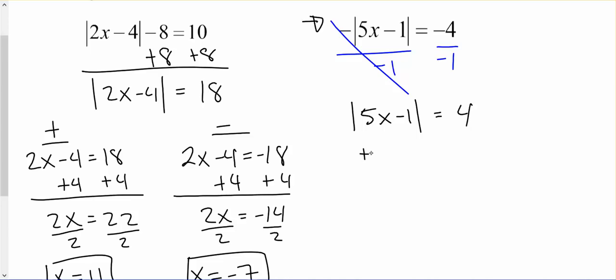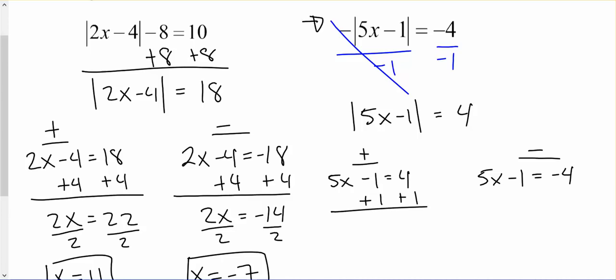Now when we do these, we say we've got our positive side and our negative side. 5x minus 1 equals 4. Our negative side, 5x minus 1 equals negative 4. What would we do? We'd add 1. 4 plus 1 makes 5. 5x equals 5. Divide by 5, divide by 5, and we get x equals 1.